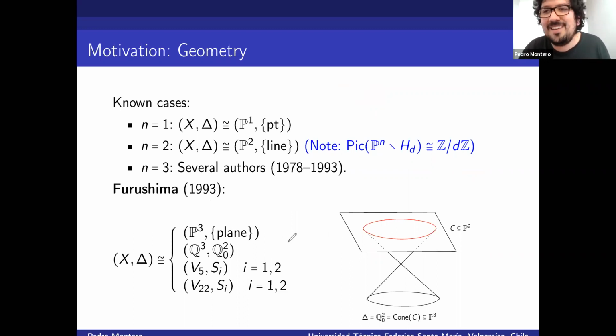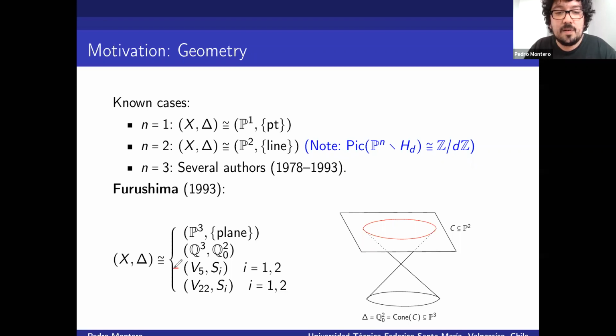First of all, you have the P3, and the thing that I said before applies here: you have P3 with a plane. But new things appear. First of all, you have a smooth quadric, and you have this singular cone as a boundary. This is the projective cone over a conic in P2. This is here Q02 in this notation. And then you have also 4 more examples.